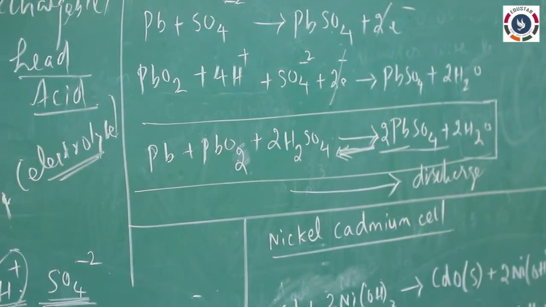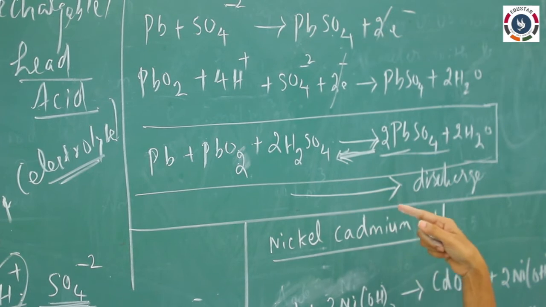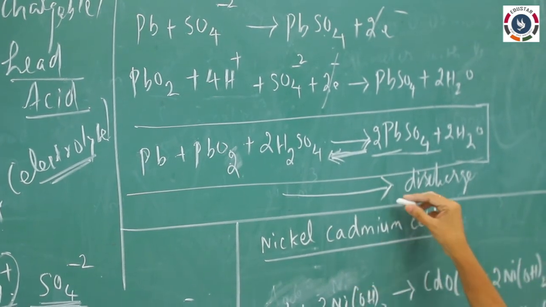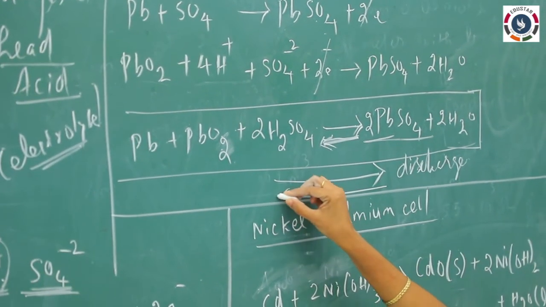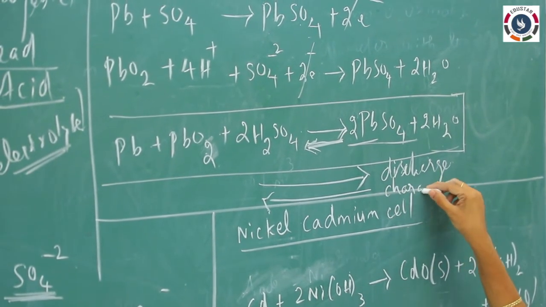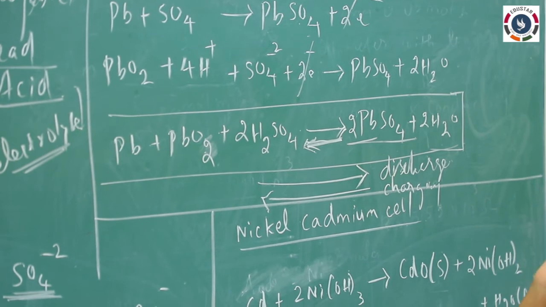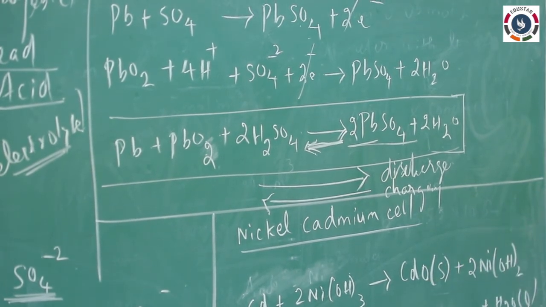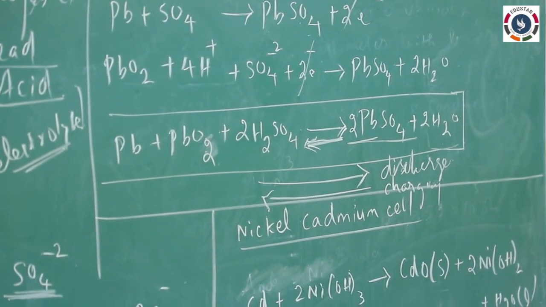Suppose we supply electricity to this battery, the reverse reaction will happen, that is, the charging will happen. So, this is the meaning of the secondary battery. We can charge and use it again.